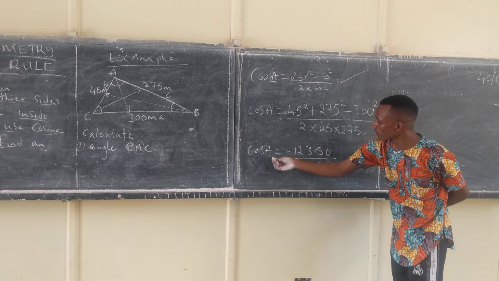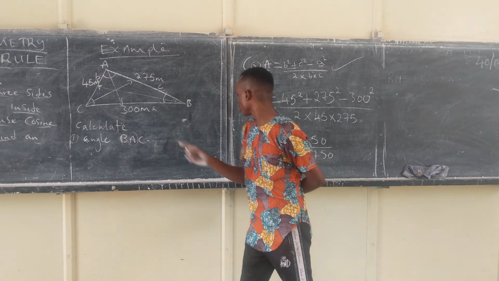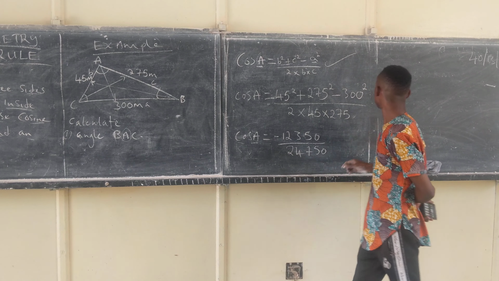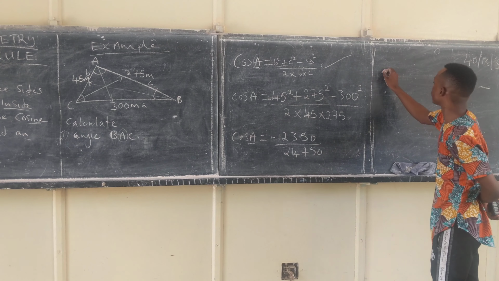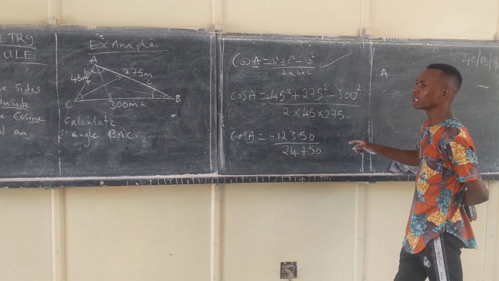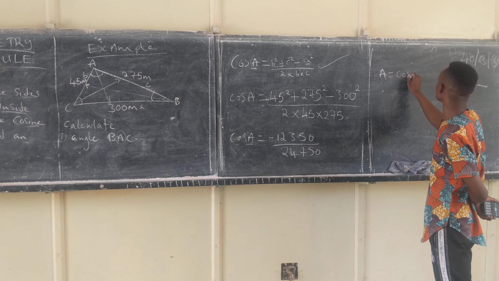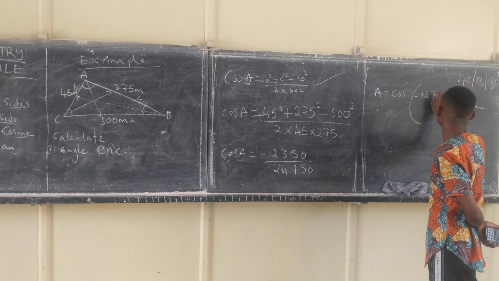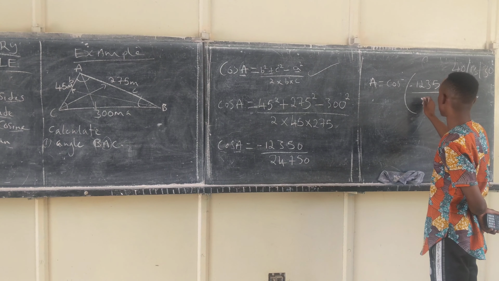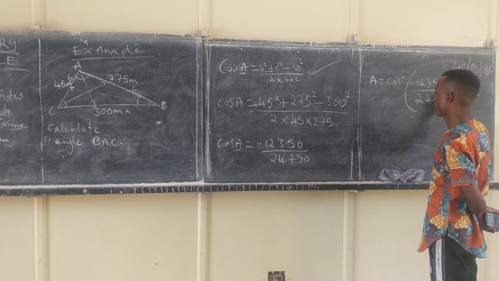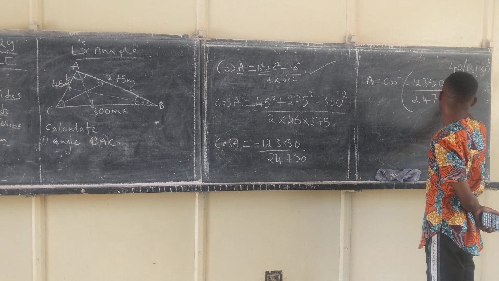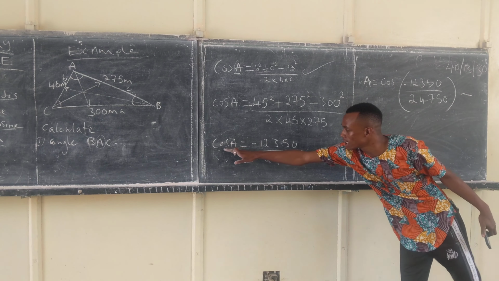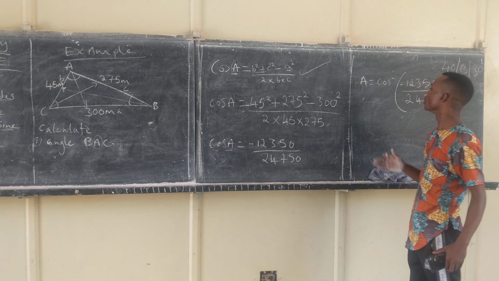Since we are finding angle A, you take this cos to the other side, and then A will be alone. The cos will jump the equal sign and it becomes an inverse, so it will be cos inverse. Then you put them in the bracket: negative 12350 over 24750. Then you punch this on the calculator. Don't divide here, just let this cos jump to this side so that we remain with A.